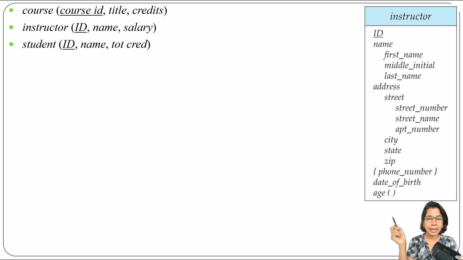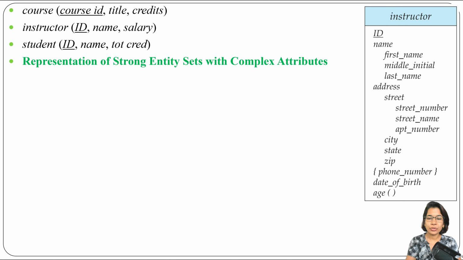So for a strong entity with simple attributes, we'll create a separate table. Attributes will be the same, primary key will be the same. Next, representation of a strong entity set with complex attributes. For example, in the instructor entity set, name is a composite attribute. It consists of first name, middle name, last name.